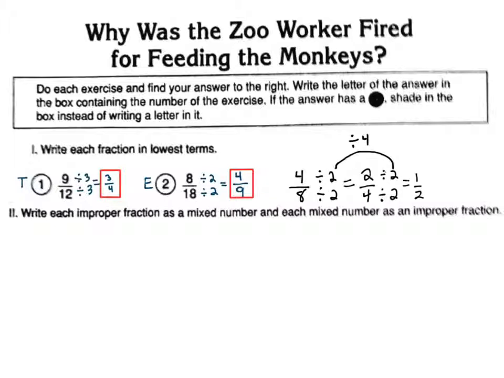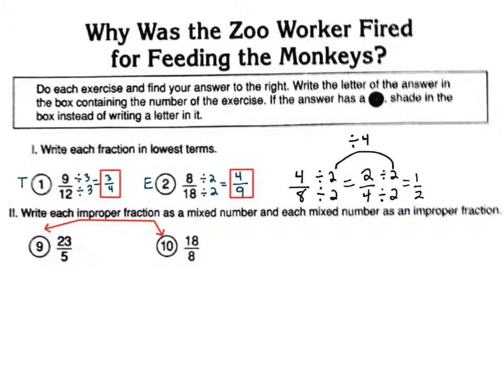The next section says write each improper fraction as a mixed number, and each mixed number as an improper fraction. So this first section is actually dealing with improper fractions. So these first little bit, that's an improper fraction. See if I can get a straight line. And so these are improper fractions. So that kind of helps you out. So those are improper fractions, what they kind of look like. So number 9 and number 10.